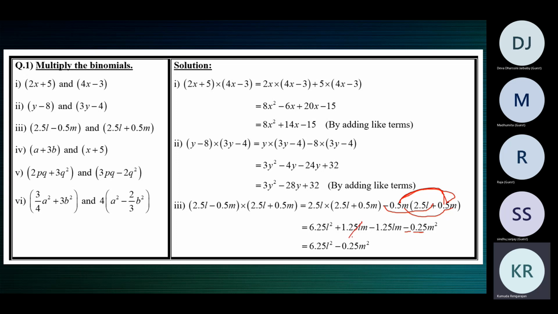Then these two terms will get cancelled because it is plus 1.25 LM and minus 1.25 LM. So 0, they get cancelled. And this is the answer. Got it, children? Any doubt? Understood, ma'am.